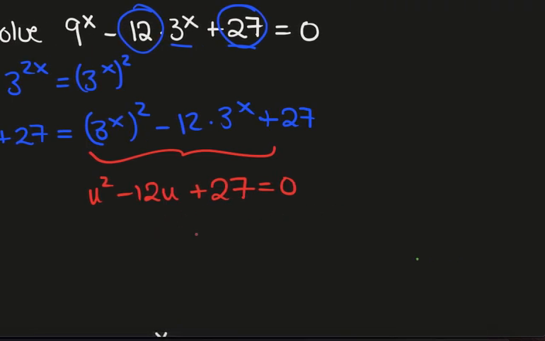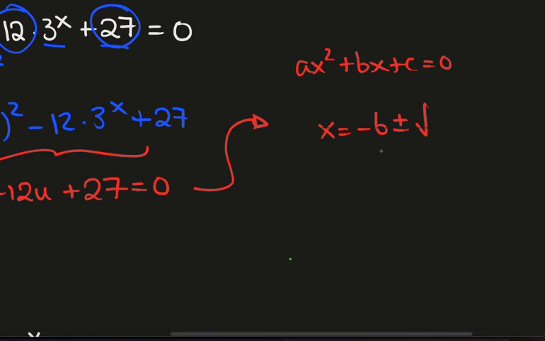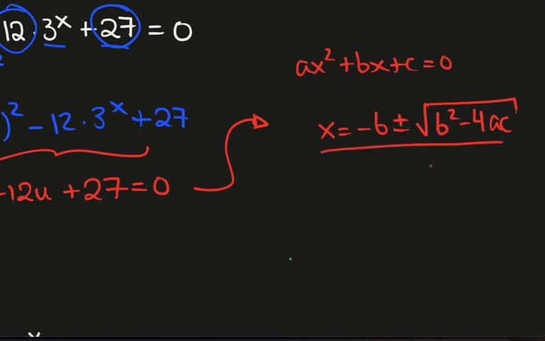So how do we solve quadratic equations? We can either factorize or we can use the quadratic formula. In the previous video I used a factorization technique, so let's just use the quadratic formula this time. Remember, if I have ax squared plus bx plus c equals 0, then I can express the solution as x equals negative b plus or minus the square root of b squared minus 4ac over 2a.